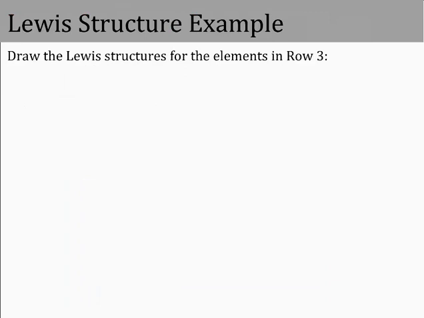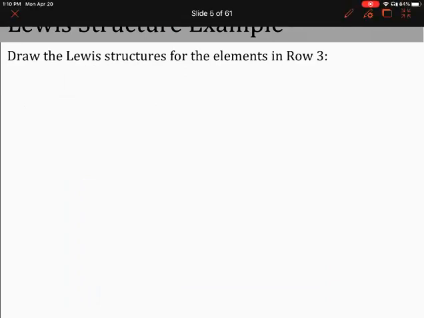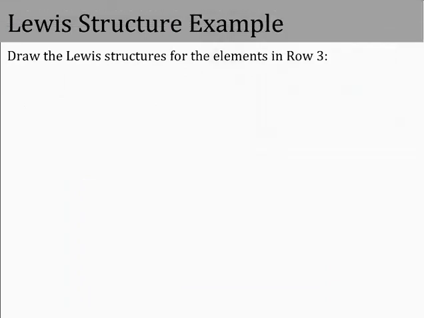All right, so let's draw the Lewis symbols or structures for all of the elements in row 3. So what I'll do is write out all of the elements in row 3 of the periodic table. So that's sodium, magnesium, and then we're going to skip those transition elements, and we're at aluminum, silicon, phosphorus, sulfur, chlorine, and argon.